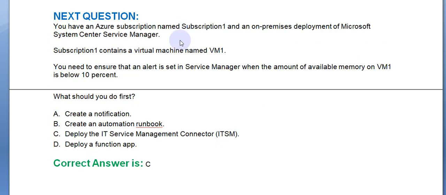Our next question is, you have an Azure subscription named Subscription 1 and an on-premises deployment of Microsoft System Center Service Manager. Subscription 1 contains a virtual machine named VM1. You need to ensure that an alert is set in Service Manager when the amount of available memory on VM1 is below 10%. What should you do first? Option A, create a notification. Option B, create an automated runbook. Option C, deploy the IT service management connector. Option D, deploy a function app. The correct answer is option C.